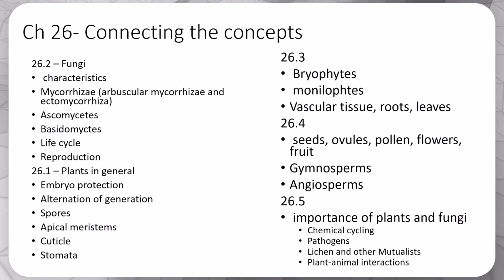Plants, what makes a plant a plant? Well, plants are eukaryotic. They have cells with cell walls made of cellulose. They have plastids. They're typically photosynthetic. They're multicellular, and they do that alternation of generations life cycle, and then they have spores, apical meristems, which is that tissue that continues to grow, a waxy cuticle, and stomata for gas exchange.